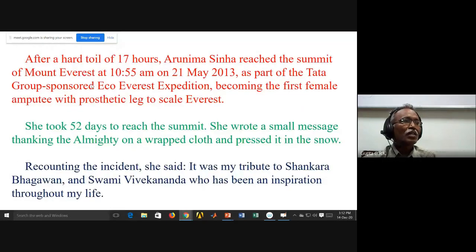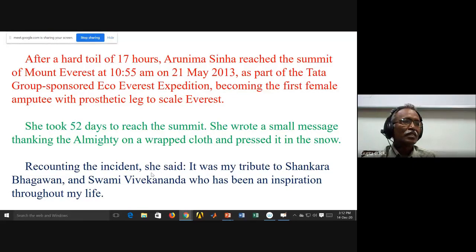After a hard toil of 17 hours, Arunima Sinha reached the summit of Mount Everest at 10:55 a.m. on 21st May 2013 as part of the Tata Group sponsored Eco Everest expedition, becoming the first female amputee with a prosthetic leg to scale Everest. She took 52 days to reach the summit. She wrote a small message thanking the Almighty on a wrapped cloth and pressed it in the snow.